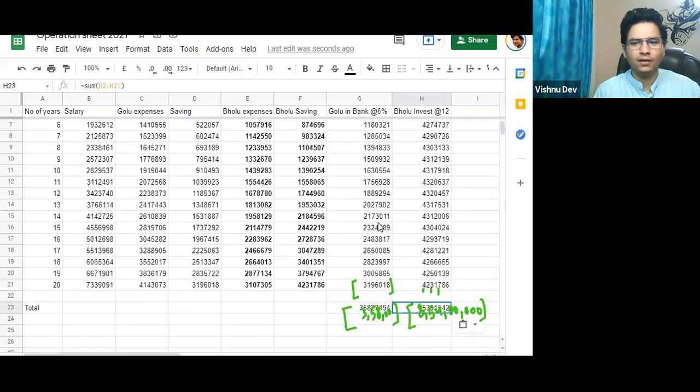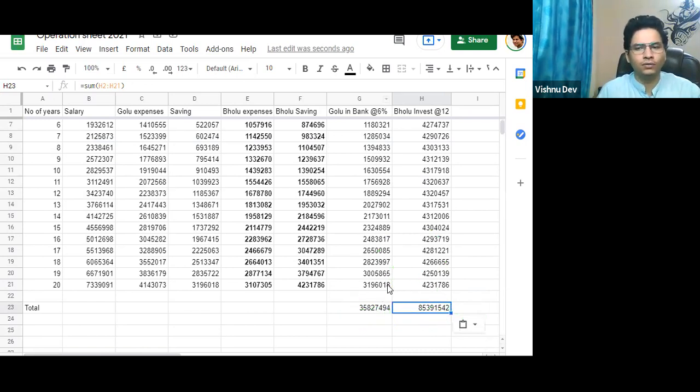Now tell me, who will have a better life? Who will enjoy a better life after retirement, Golu or Bholu? Tell me. Bholu, yes, obviously Bholu, because he will have more saving in his hand.